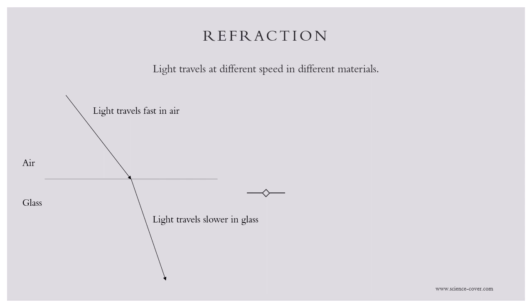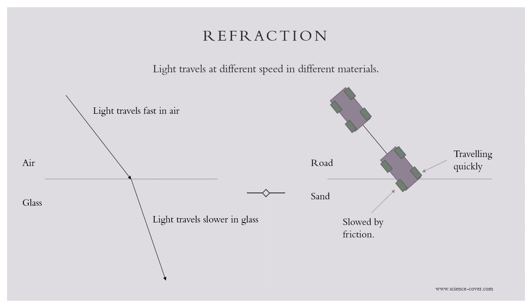To explain why this happens, we can compare it to a car traveling from a road surface onto a sand surface at an angle. As the car moves from one surface to the other, the first tyre that will leave the road surface and hit the sand surface is the car's front right tyre. This means that if we look at the two front wheels of the car, the left-hand wheel is travelling quickly, whereas the right-hand wheel has been slowed by the friction of the sand. This causes a turn in motion on the car, which will change the direction in which it's travelling.